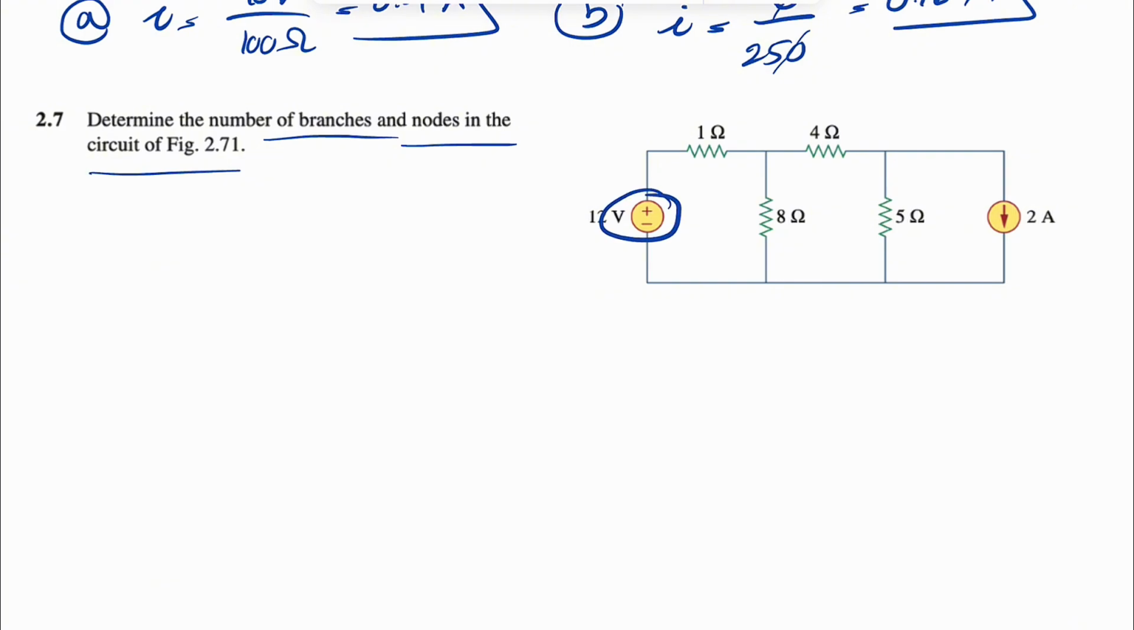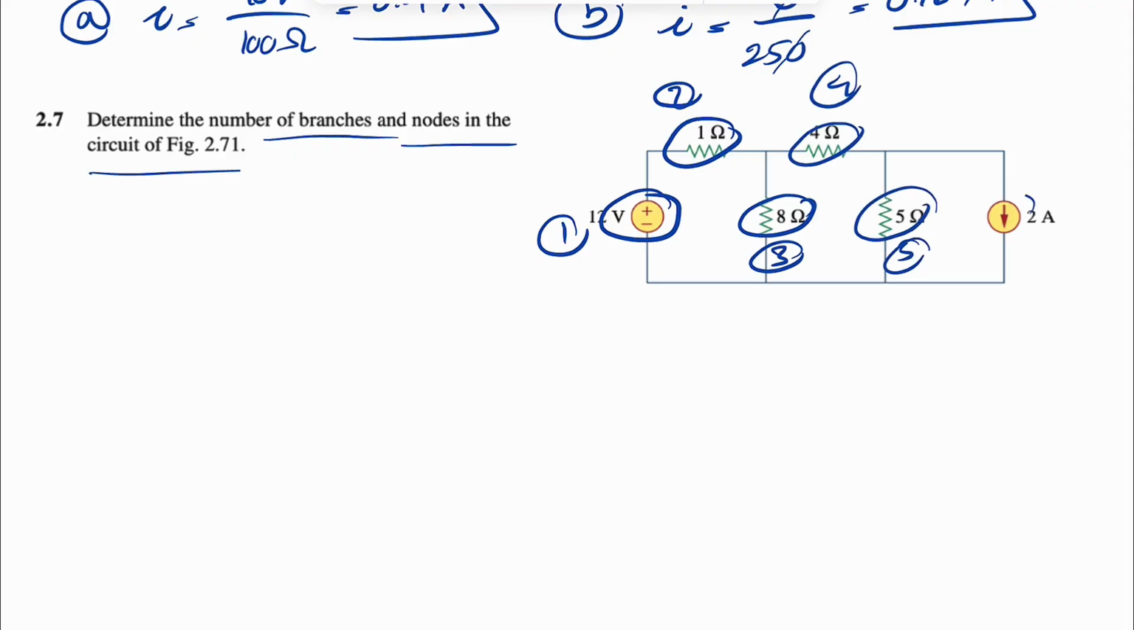So we have a voltage source here. That's going to be 1, 2nd, 3rd, 4th, 5th, and 6th. So we're going to have a total of 6 branches. We usually show the branch with b, so 6 branches.